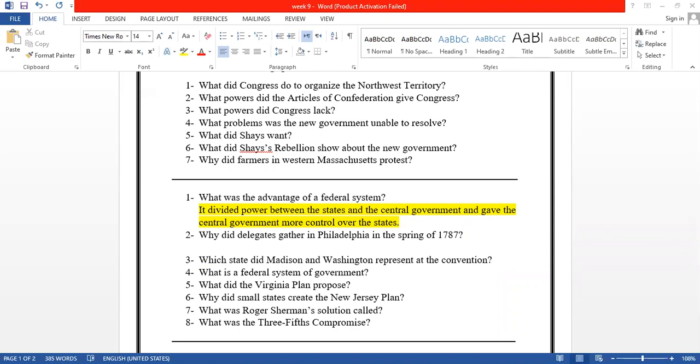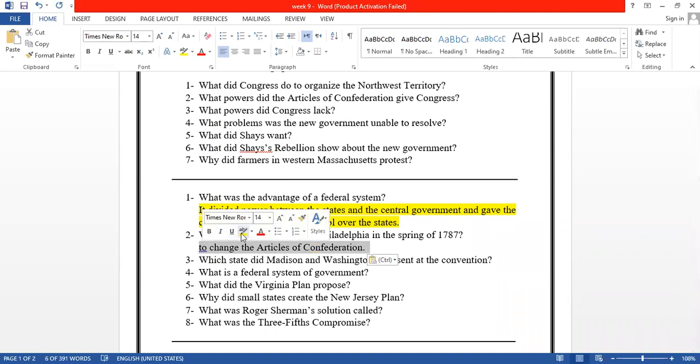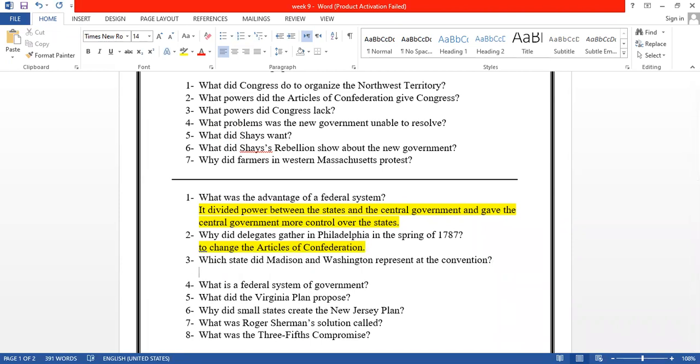What's your lesson about? Huh? What's your lesson about? Constitutional Convention. Yeah, exactly. They wanted to change the Articles of Confederation, the rules. So why did they gather? To change the Articles of Confederation. That's it. They changed the Articles of Confederation because it proved that America has a very weak government. So they wanted to change the constitution, the laws, the rules, all of these reasons are the same idea.